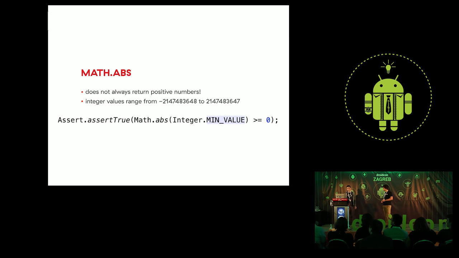One other interesting issue, Math.abs. A very simple method: you give it an integer and it should return a positive value. You pass in -1, you should get 1 back. But for one value, it doesn't work as expected. If you take a look at the range where integer is defined, you'll see that the lowest value doesn't have a positive pair, so it just returns it back. That can be very interesting if you're using that value and you need to be sure that it's positive. It can create some interesting Heisenbugs, I'd say.